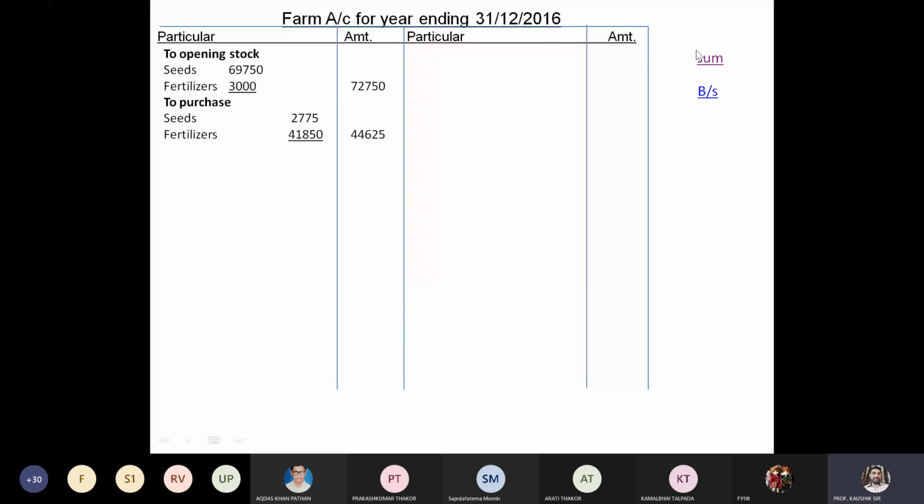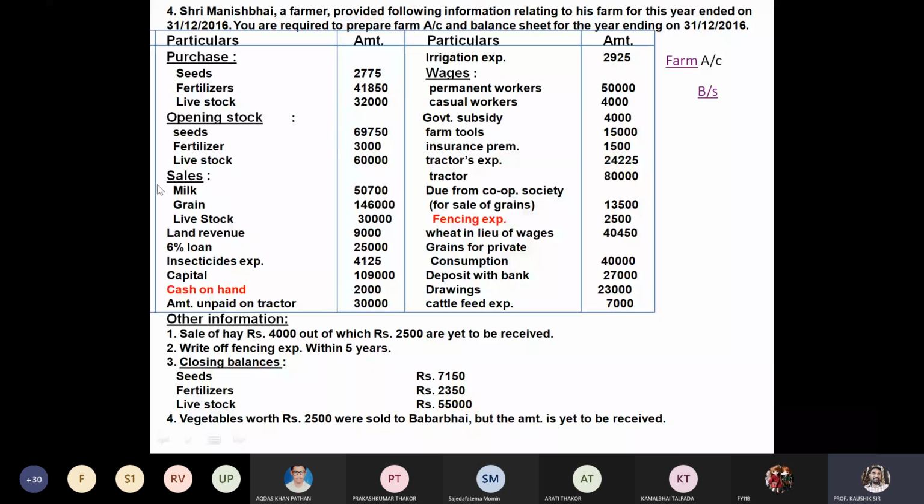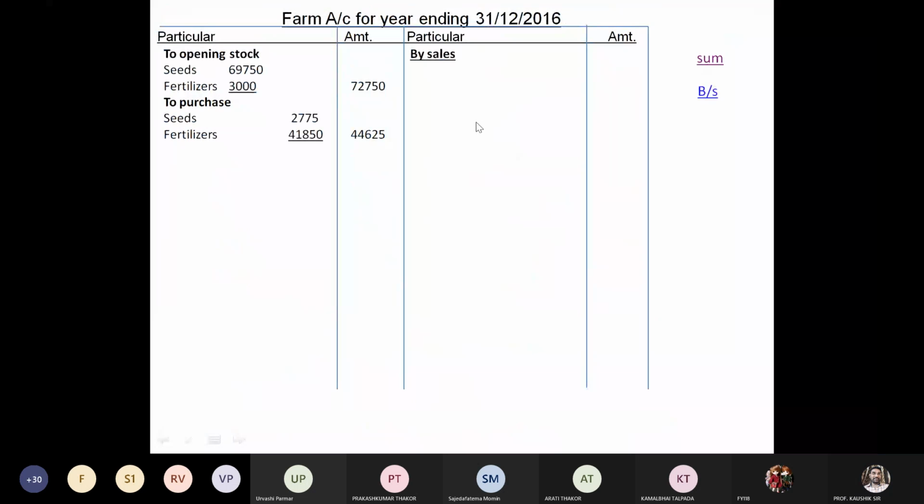Go to the sum again. Purchase finished, opening stock finished. Now we have to consider sales. Sales: milk, grain, livestock. Livestock is written already, so we don't consider it. We will consider here milk and grain. Credit side of the farm accounts. Go to the farm account, sales, milk and grain.